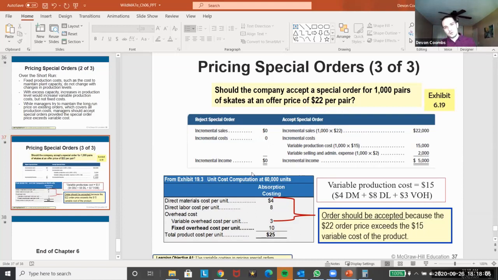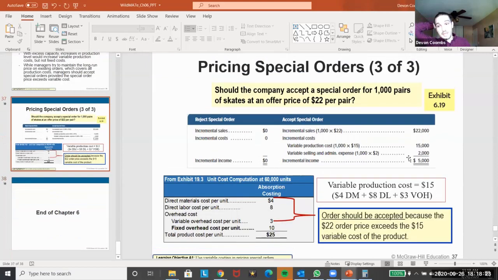So if we reject the special order, we get no incremental income. But if we accept it, we have $22,000 in incremental sales. We have $15,000 in incremental production costs and $2,000 in variable selling and administrative expenses. So we'll make $5,000 to accept the special order. And that would only be the case if we are also not losing other sales, like we're not losing our other production. So this is the case if we have excess production. If we had to sacrifice other sales, potentially this wouldn't be the case.